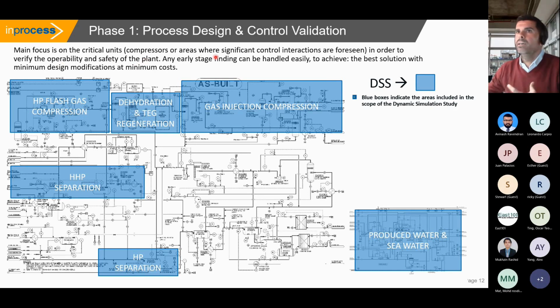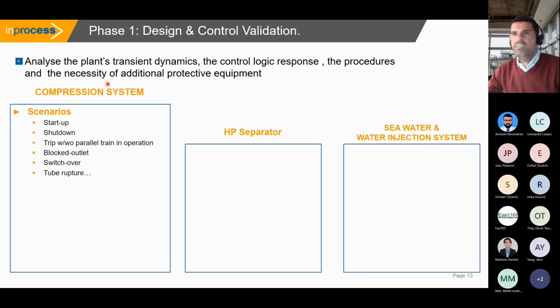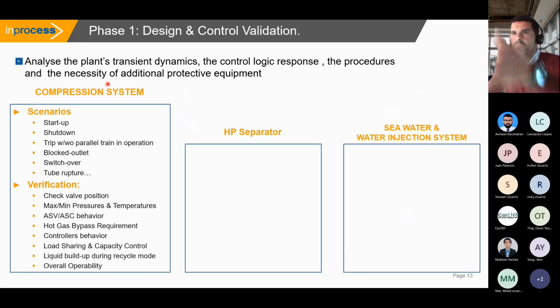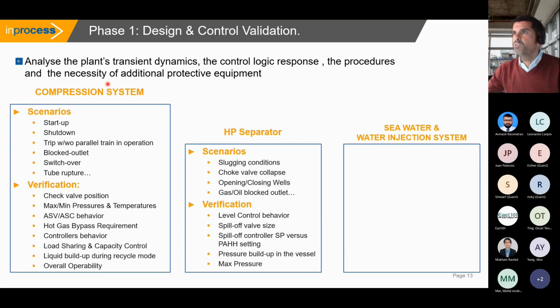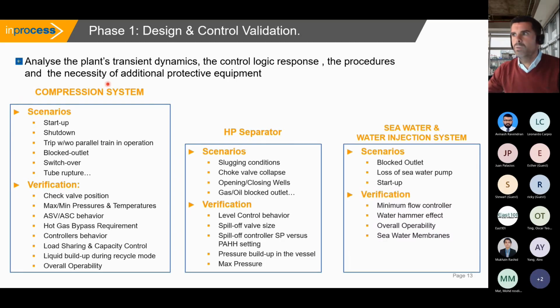So we first analyze different studies in the critical sections, like a standalone, to verify the operability and the safety of the plant, right? So at the early stage, all these findings can be handled easily, of course, to achieve the best solution at the minimum design modification and cost, right? The kind of studies that we perform in specific packages at this time, just as an example, is the compression system with a set of scenarios that we use to provide different verifications on the compression system, on the HP separator, on the seawater and water injection system, right?